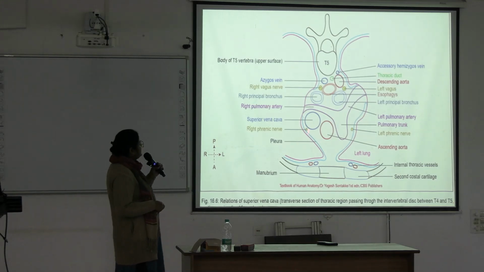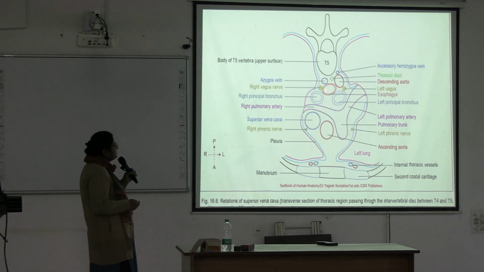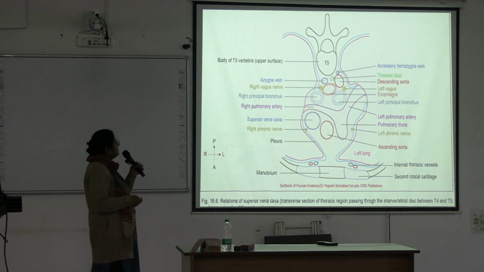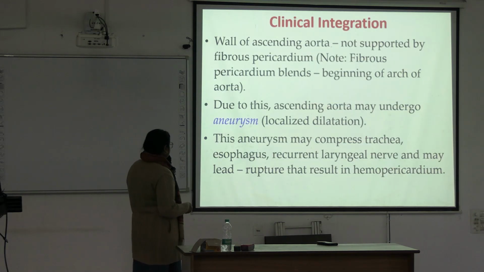You see here, this is the ascending aorta and here is the descending aorta. These two are connected via the arch of the aorta. And these are the sections of the bronchus at T5 level. Here is the section of the two principal bronchi. Here are the esophagus, azygous vein, and two vagus nerves. Here are the two phrenic nerves, the superior vena cava, and the pulmonary trunk dividing into two pulmonary arteries. And here are the thoracic duct and accessory hemiazygous vein. These are plastered against the vertebral body.